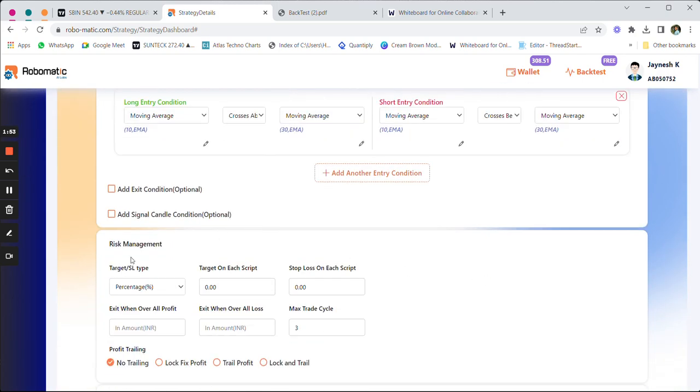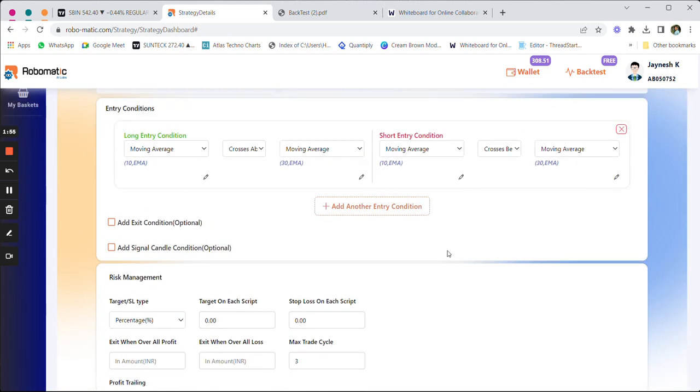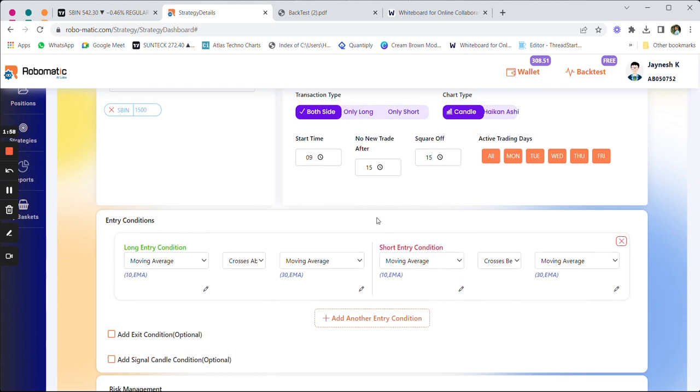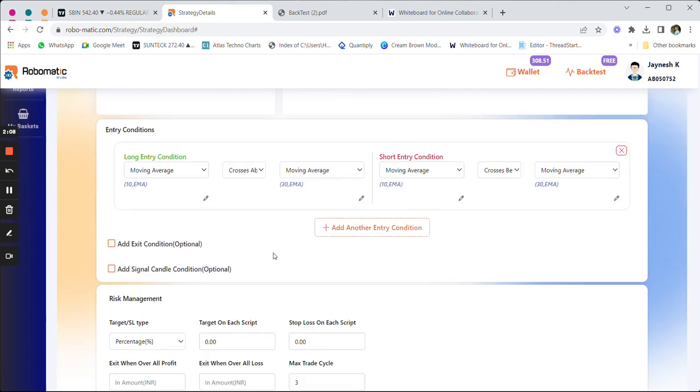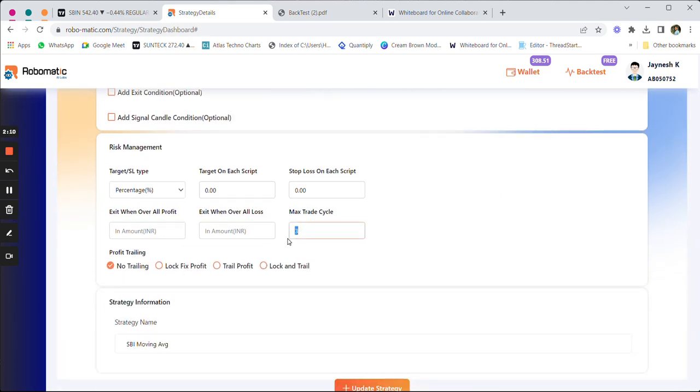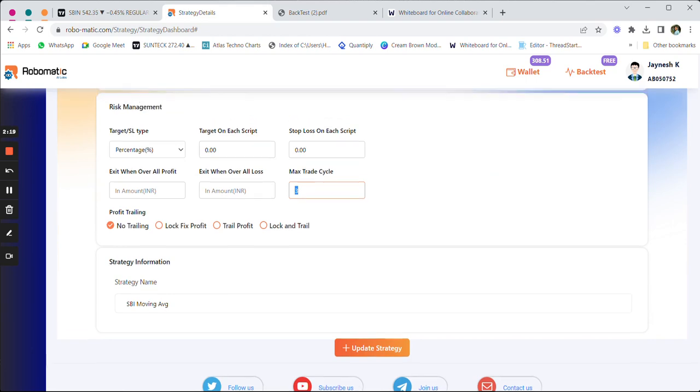Basically, we are not going to keep any kind of target or stop loss here, because this is an intraday trade. If the trend changes in the intraday, it will automatically exit the long position and enter into a short position here. The maximum total number of trades in a day is 3, and the strategy name is the SBI moving average strategy.